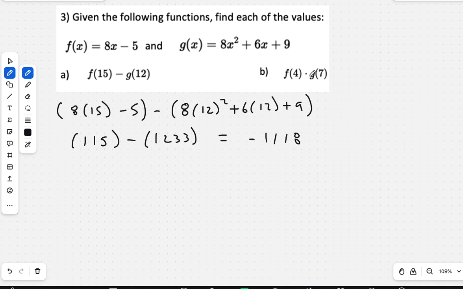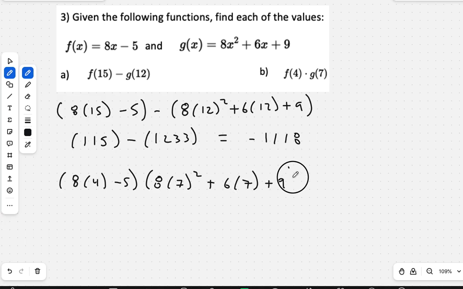This next one, same idea, but it's a multiply. So that would look like, and then 4s and 7s, so f evaluated at 4 would be 8 times 4 minus 5. And then that's going to be times g evaluated at 7. So we'll just plug 7s in for those x's. And so again, ultimately we want to multiply these two things together. So I just want to throw this, 32 minus 5, and get that would be 32 minus 5 would be 27 right there. I'll just leave it in the parentheses.